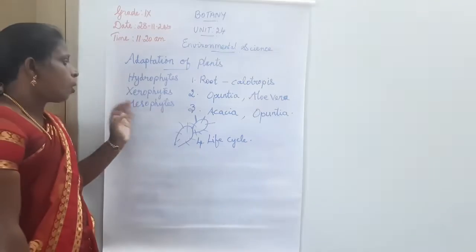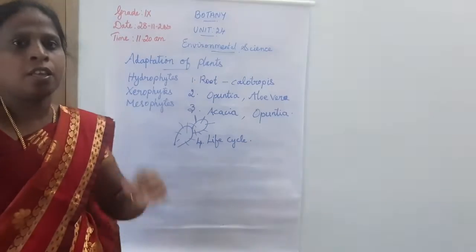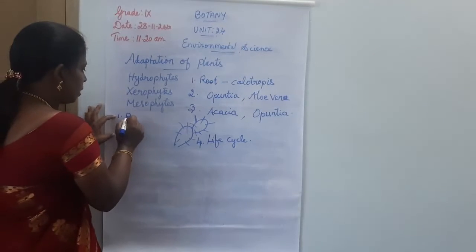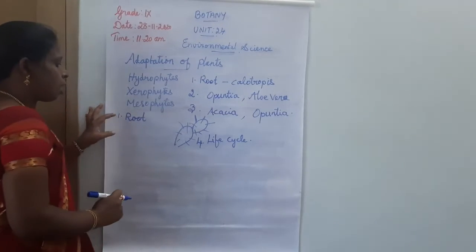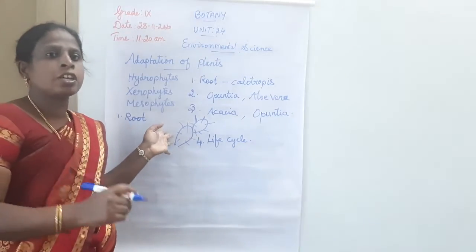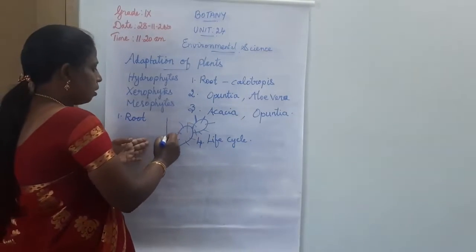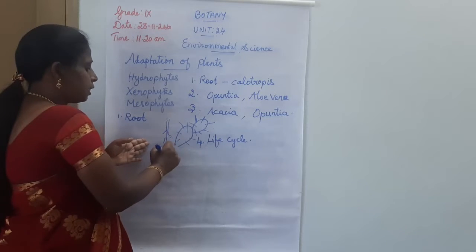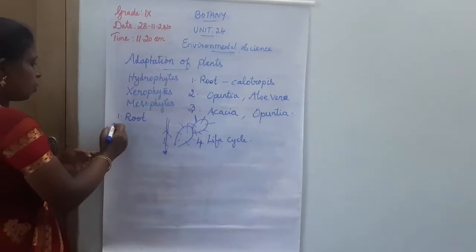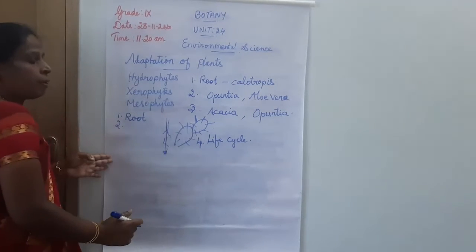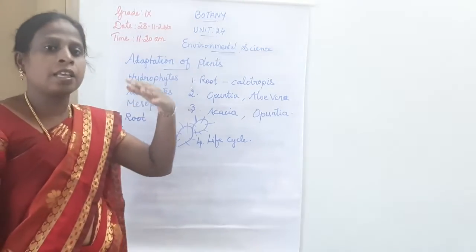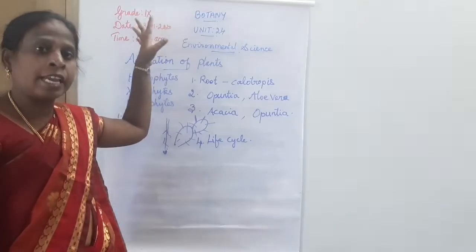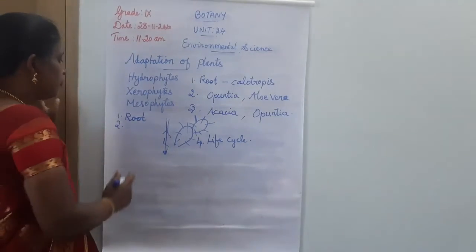So what are the adaptations of mesophytes? The first one is about the root. The roots are well developed and consist of a root cap. Second one is about the stem of the plant. The stem is straight and branched. The stem grows straight and it consists of many branches.